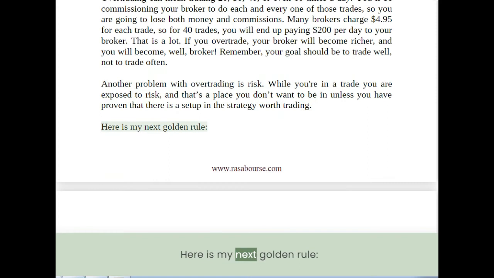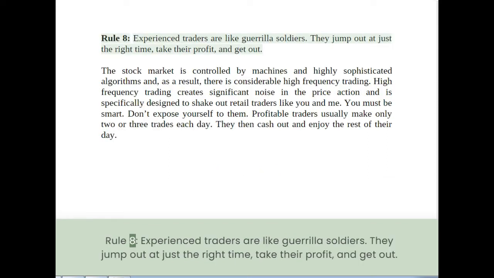Here is my next golden rule. Rule 8. Experienced traders are like guerrilla soldiers. They jump out at just the right time, take their profit, and get out.